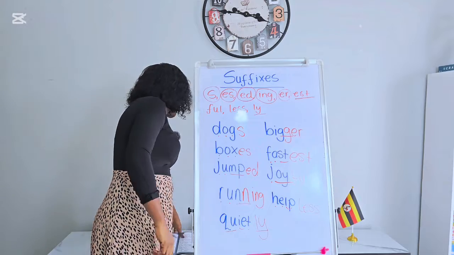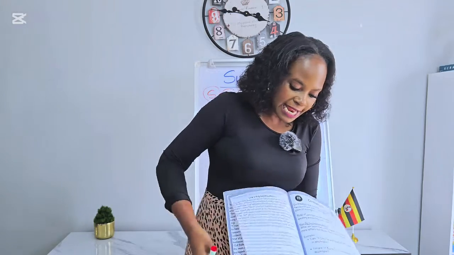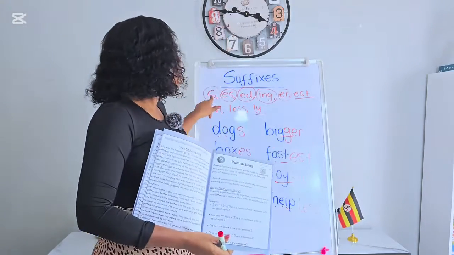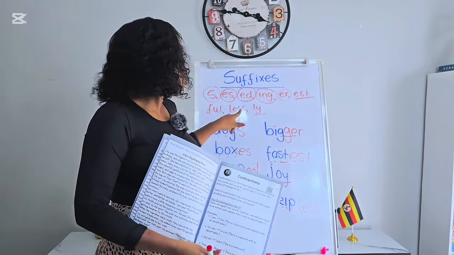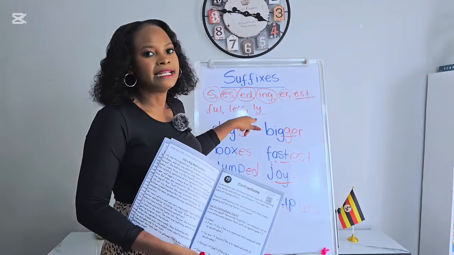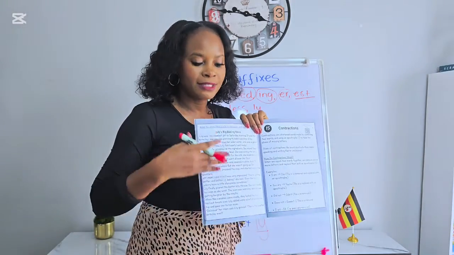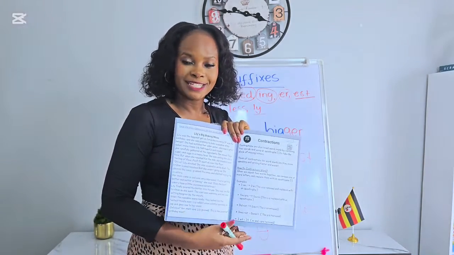Amazing! Good job! Okay. You have a task to do. I want you to spend some time reading the information on this page. After that, you are going to read this story and circle all the suffixes you come across. Remember, we have S, ES, ED, ING, ER, EST. We have full, less, and li. Look out for all those suffixes in the story as you enjoy it. After that, keep your workbook in a safe place because tomorrow we have another spelling task.